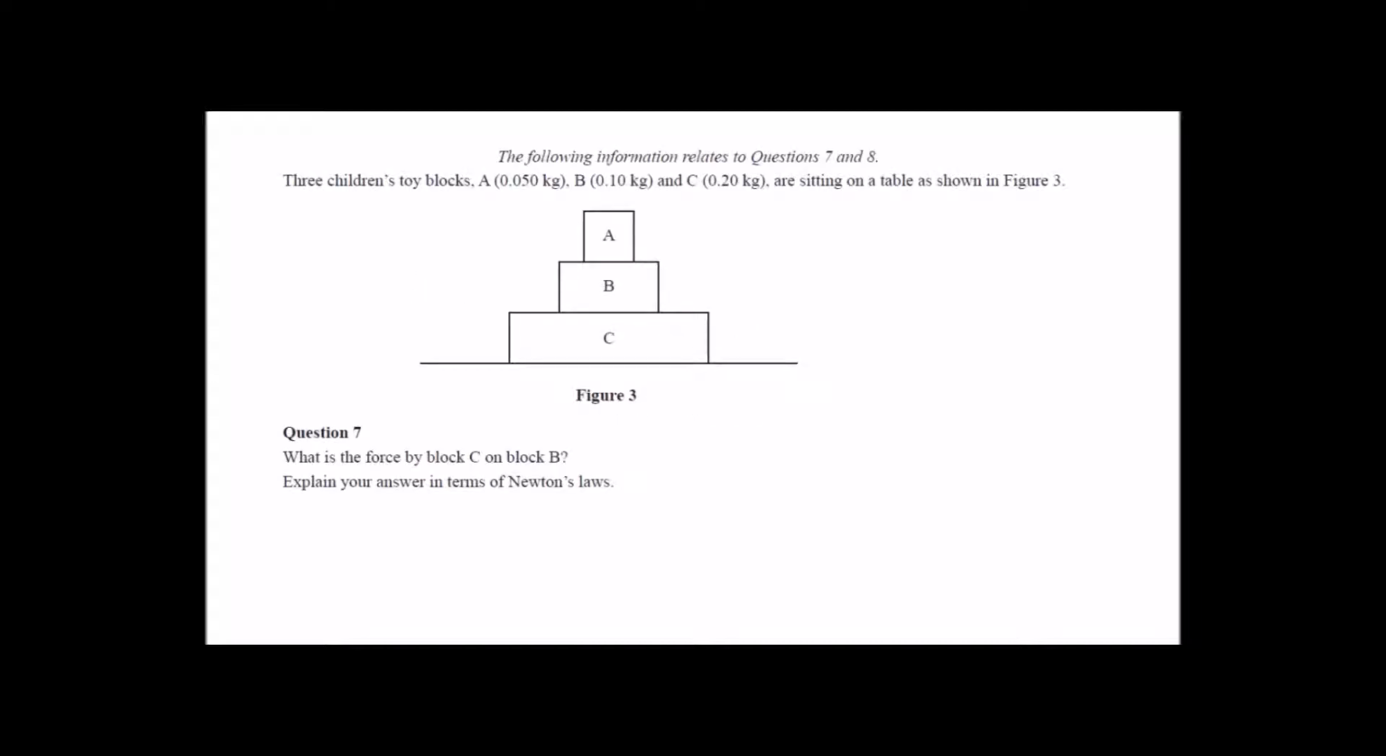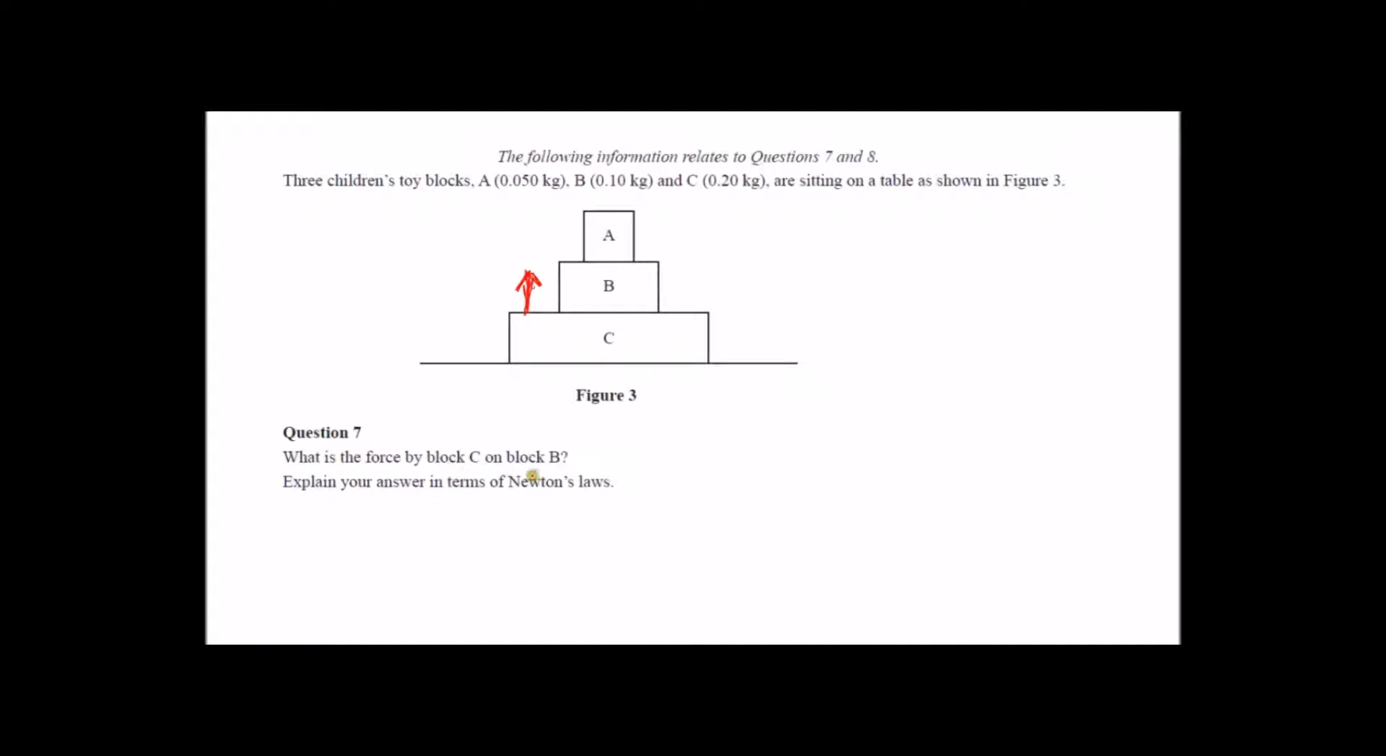So the first question we get, we've got a stack of blocks sitting on a table. Now we're asked about the force of block C on block B, and we have to explain our answers in terms of Newton's laws. Now that is a terrible arrow. This is meant to be a vertical arrow going upwards. So what we're being asked about here is the upwards force from C on B.